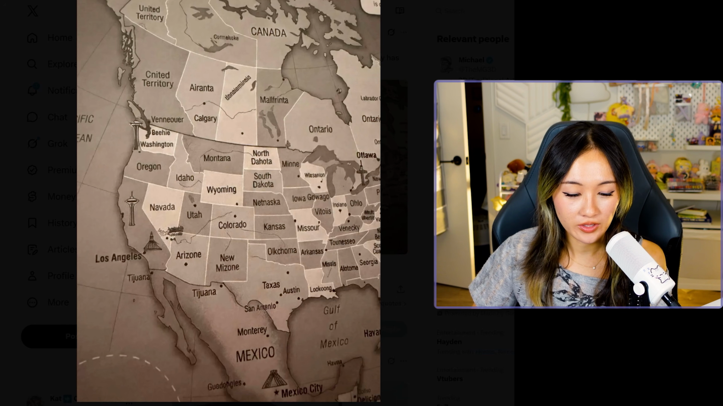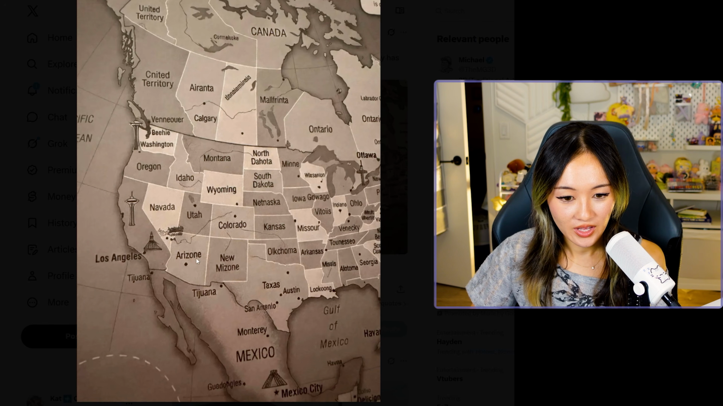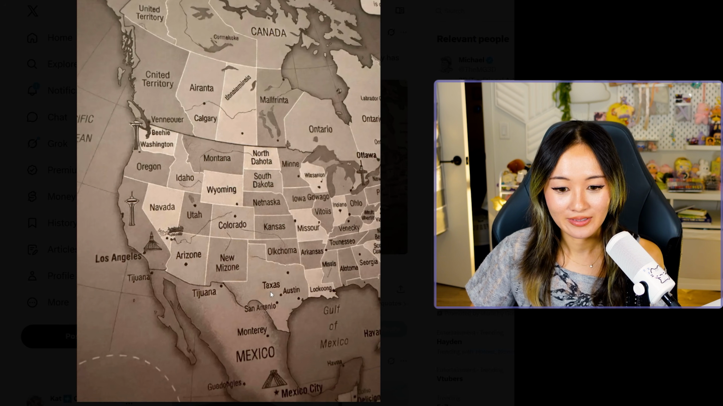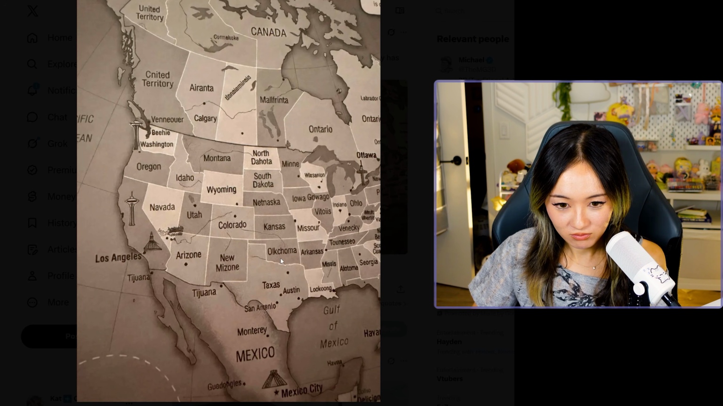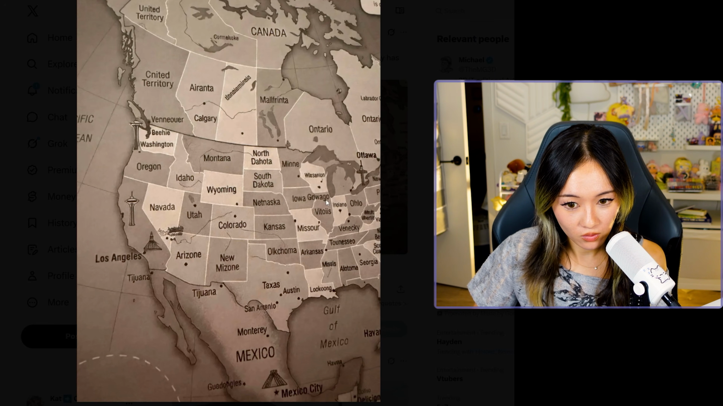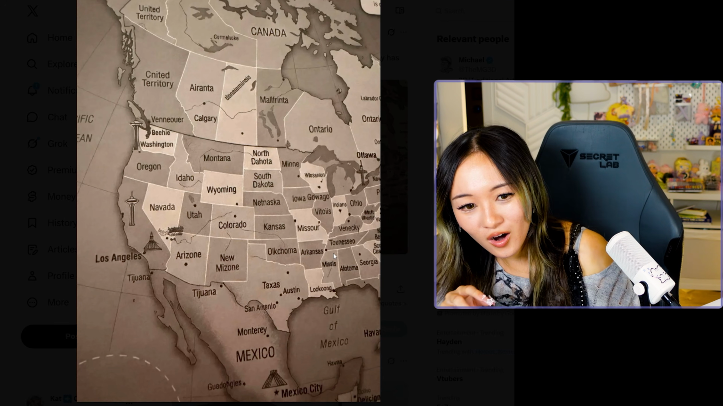Also, we have another page. This features a map where California is not named. It just says Los Angeles. Then we have Nevada, Arizona, New Missouri, Taxas, Olkchoma, Netnaska. What is Gowago? Veneki. This is so awfully bad.